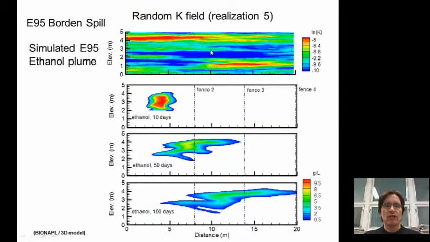So here's one result from one of the realizations. Here's the hydraulic conductivity field. Here's the ethanol plume at 10 days, 50 days, and 100 days. We can see a very complicated type of almost fingering effect coming out because of the conductivity changes, and also somewhat due to the buoyancy of ethanol. This is the E95 case, with a very high ethanol concentration.